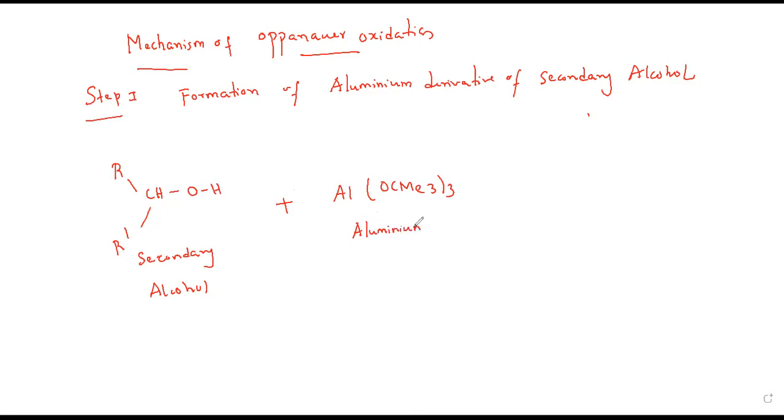Aluminum tertiary butoxide, right? Now, initially, what happens is, due to the electronegativity difference between oxygen and hydrogen, oxygen will get more electronegativity. Therefore, when you break the bond between oxygen and hydrogen, the electrons will shift towards oxygen, and therefore oxygen will get 3 lone pairs of electrons.